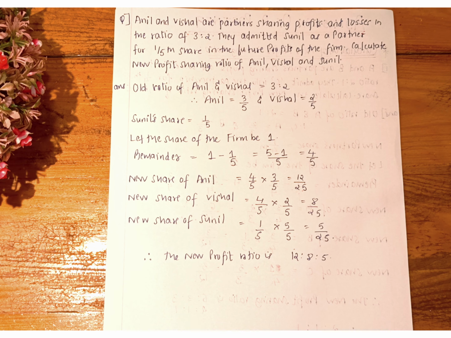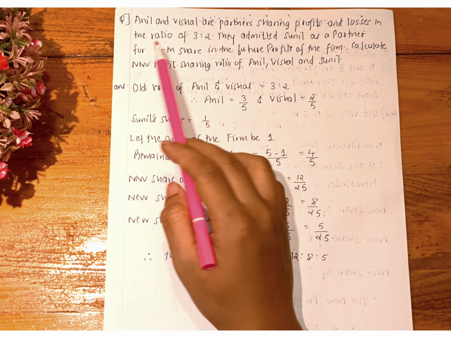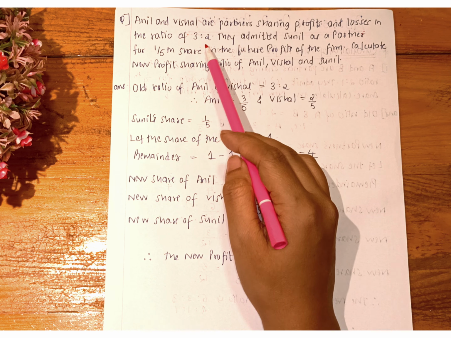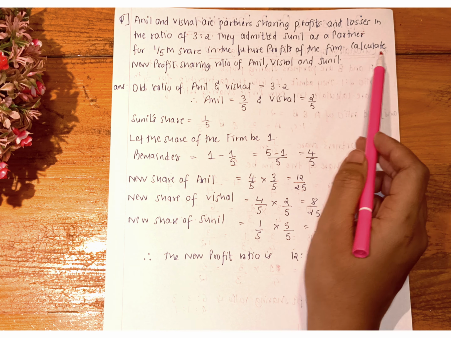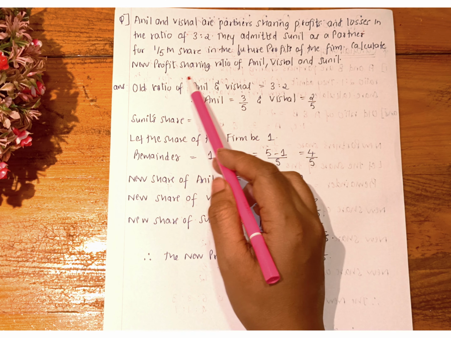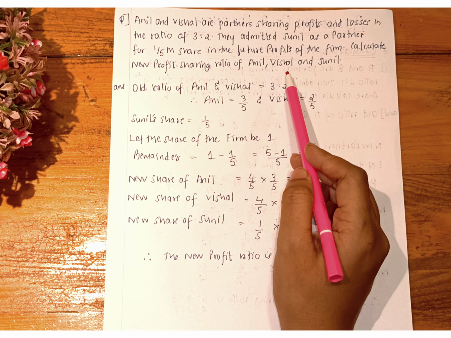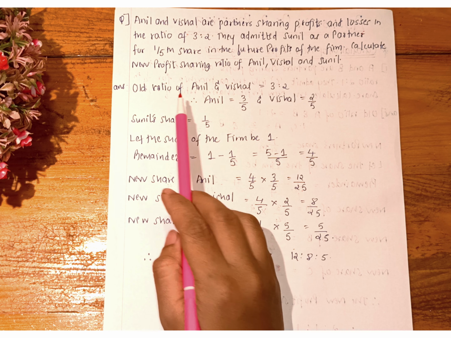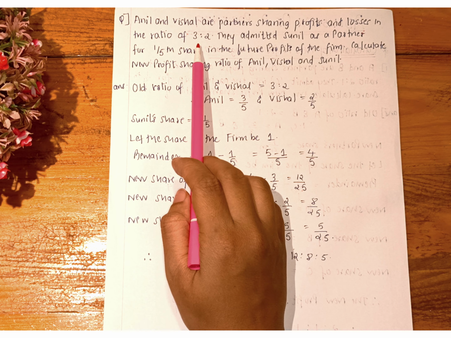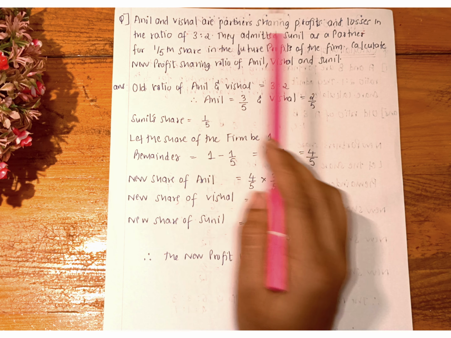Let's start with our second problem. The problem reads as Anil and Vishal are partners sharing profits and losses in the ratio 3:2. They admit Sunil as a partner for 1/5 share in the future profits of the firm. Calculate the new profit sharing ratio of Anil, Vishal and Sunil. So first we start the sum by writing the old ratio of Anil and Vishal. So the old ratio that is mentioned here is 3:2.